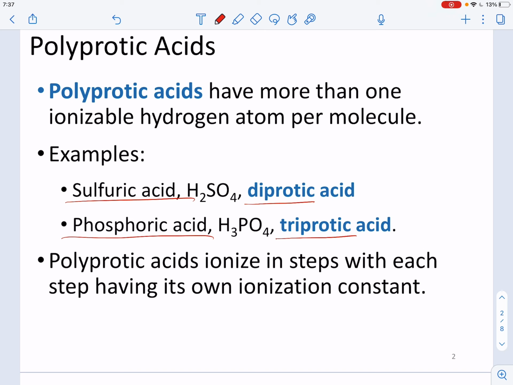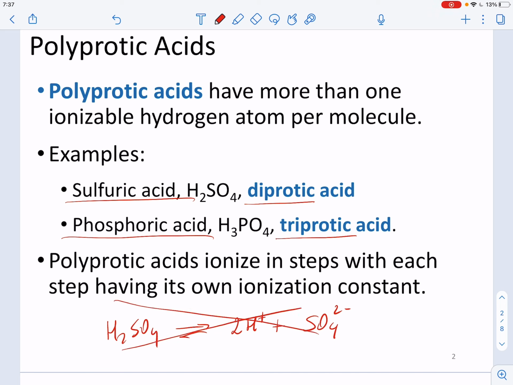Now, before we got to the point of polyprotic acids, you might be thinking that sulfuric acid will do something like this in solution. Okay? That will represent the complete ionization of sulfuric acid in solution, but that actually doesn't happen in solution. So this reaction does not happen. The sulfuric acid has the ability to release all the protons in the solution, but it will do it in a step-by-step fashion.